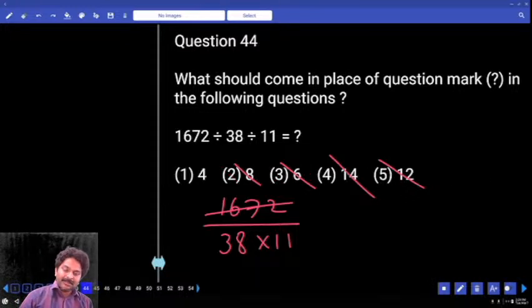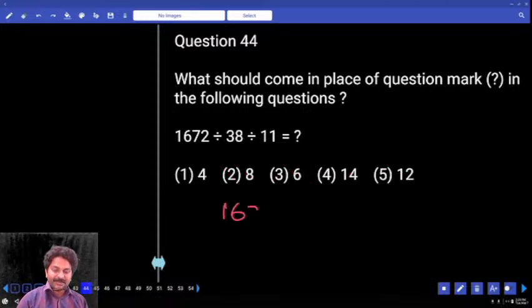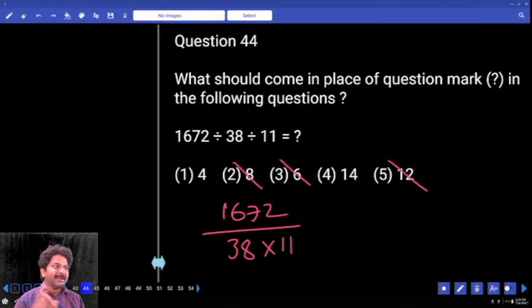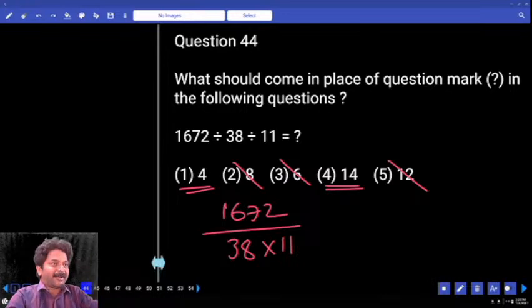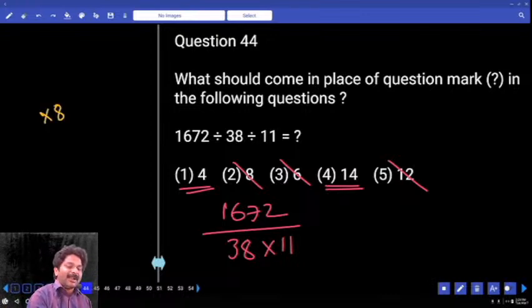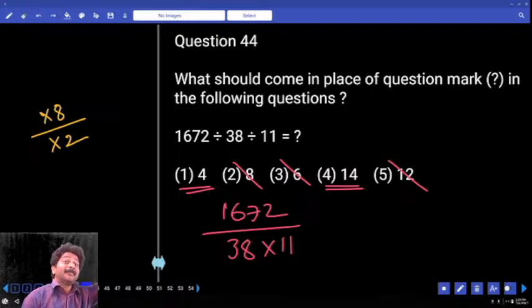Yes? We can also say another approach. 1672 by 38 into 11. Already 3 eliminated by using the last digit. This is a 4 multiple. The fourth option is not a multiple of 4, that is only a 2 multiple. Is it a 4 multiple? Come on. It is only a 2 multiple, right? So let me decide if my answer is a 4 multiple or not. If the numerator is an 8 multiple and the denominator is only a 2 multiple, the answer becomes a 4 multiple.